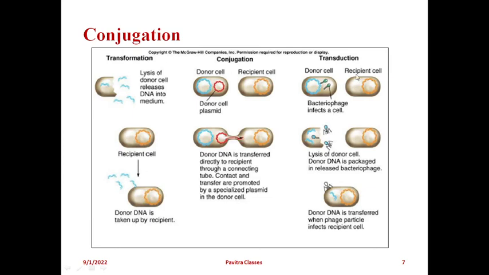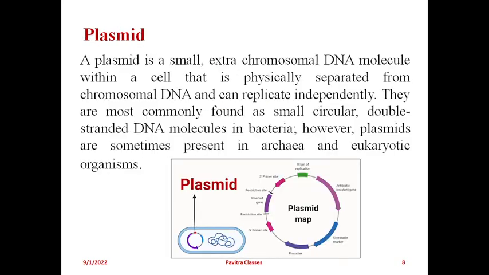In transduction, I told you, there is a donor cell and a recipient cell. In this, the genetic material is transferred through cell lysis with the viruses. So this is transduction. These are the three differences of microbial genetics, or gene transfer from one bacterium, or one prokaryotic cell, to another prokaryotic cell.